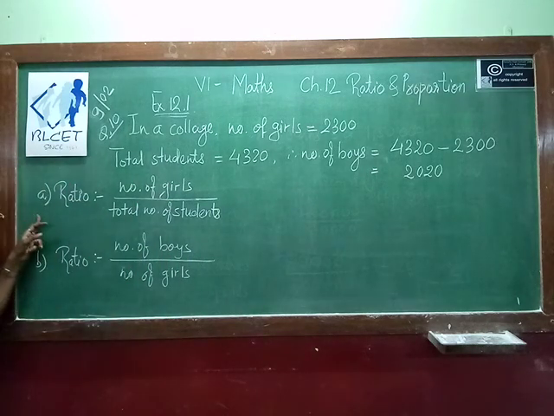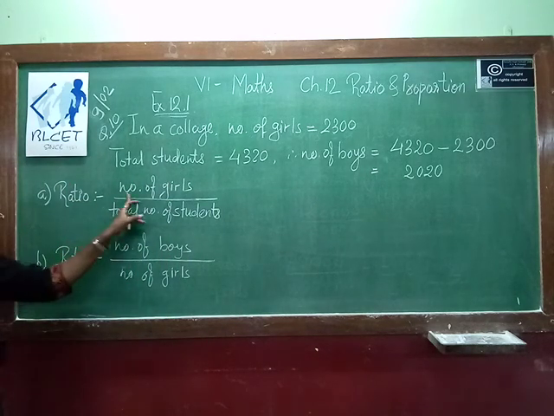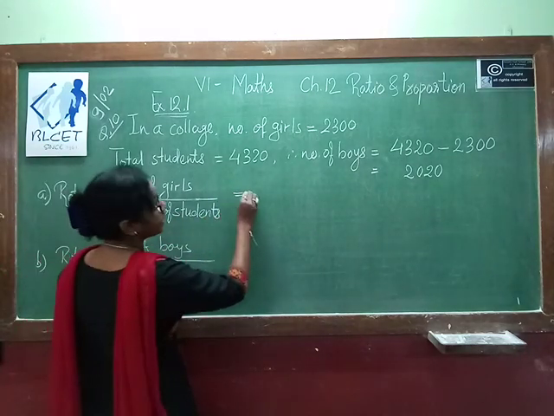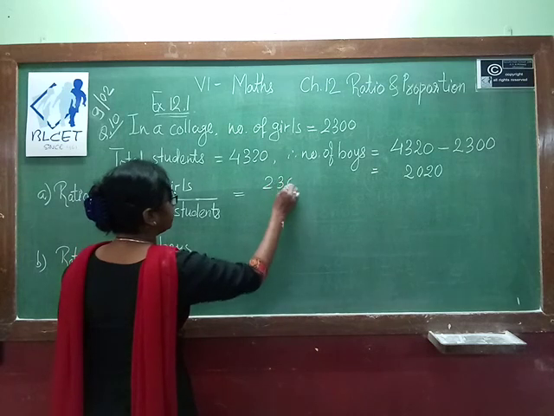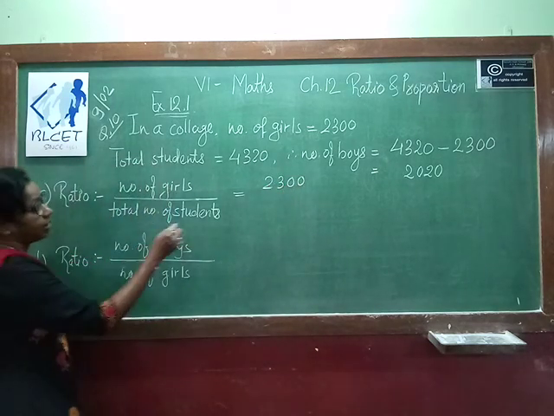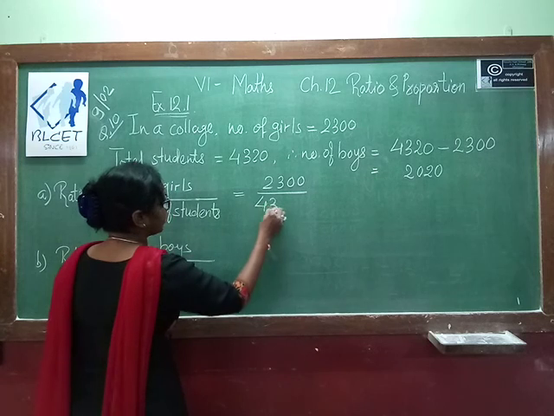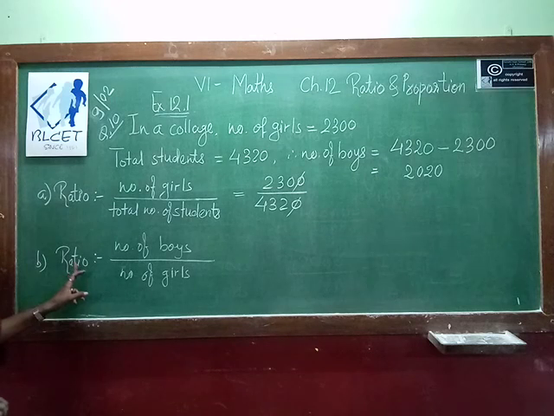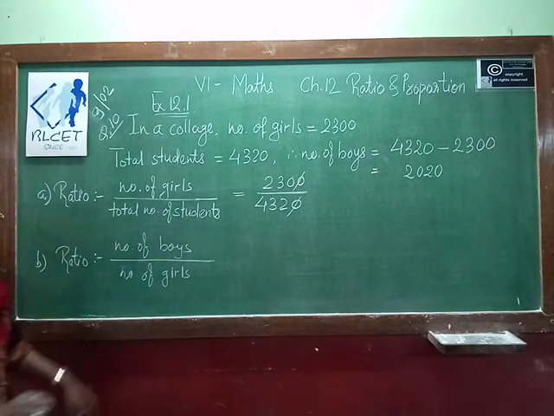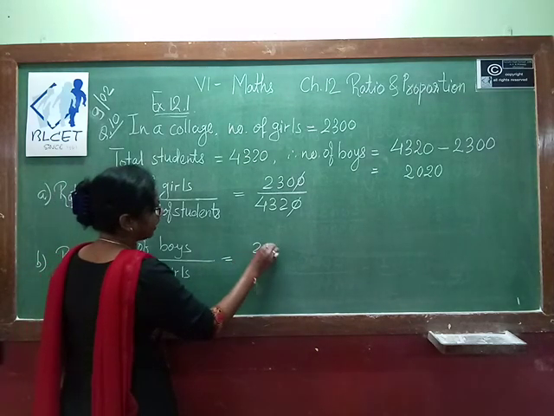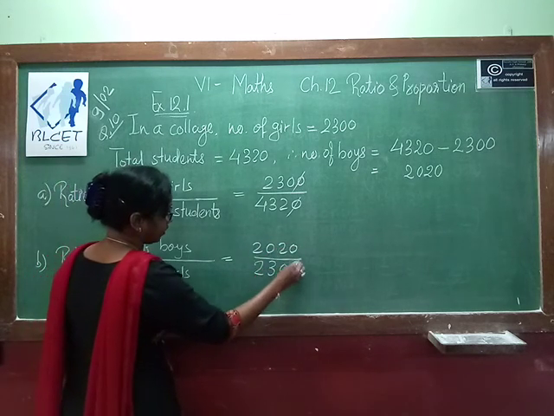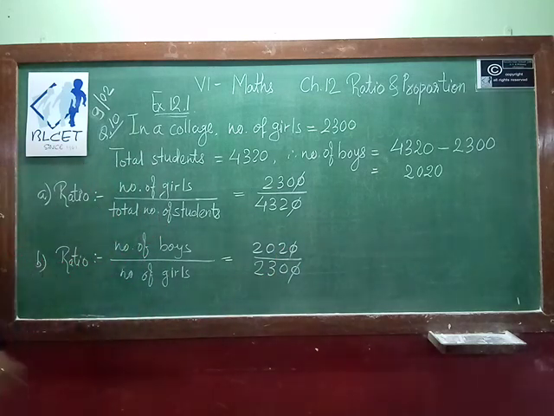Now our first part, we have to find the ratio of number of girls to the total number of students. So number of girls are 2,300 divided by total number of students, that is 4,320. Next we have number of boys to the number of girls. So here number of boys are 2020 divided by number of girls, 2300. Try to do the cancellation by yourself. I will provide you the answer.